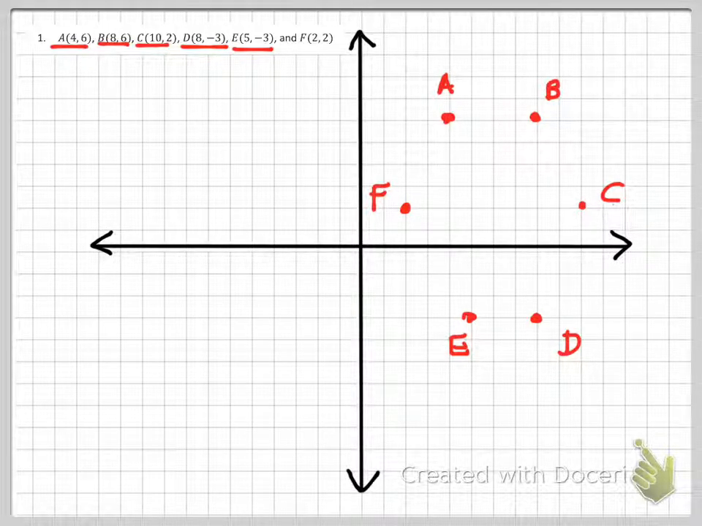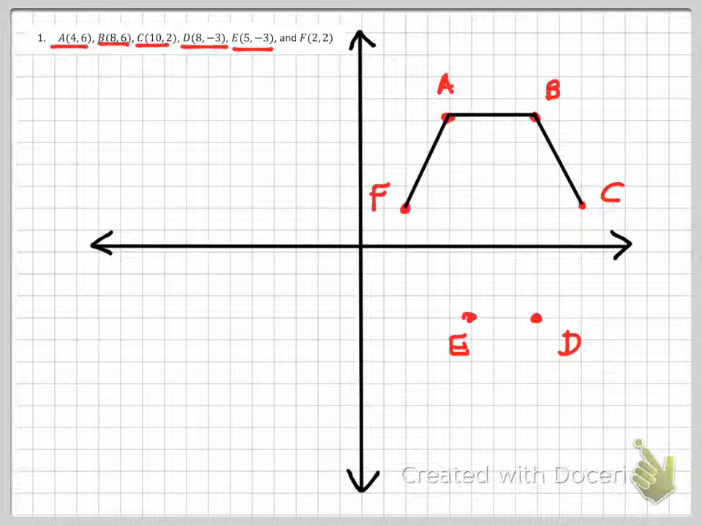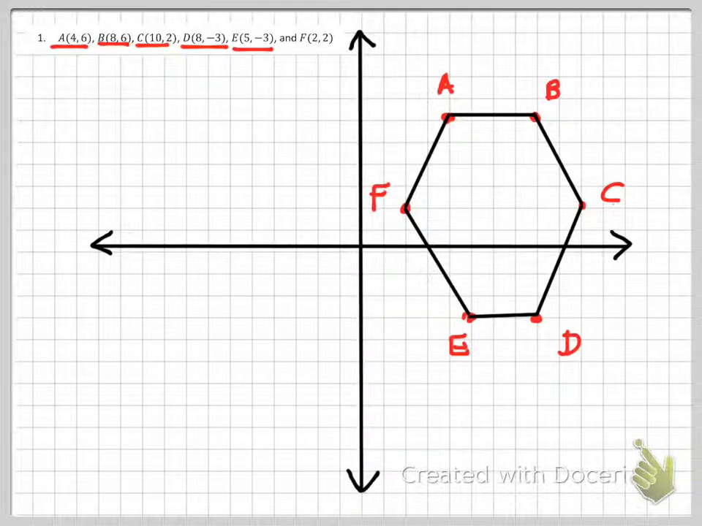And then I can connect these points to create a figure. And once I do that, we'll be able to calculate its area. All right, so there's the figure that we've created, an irregular hexagon. So a couple things that I could do here. Let's see, I'm going to change my color so that I can cut this up.